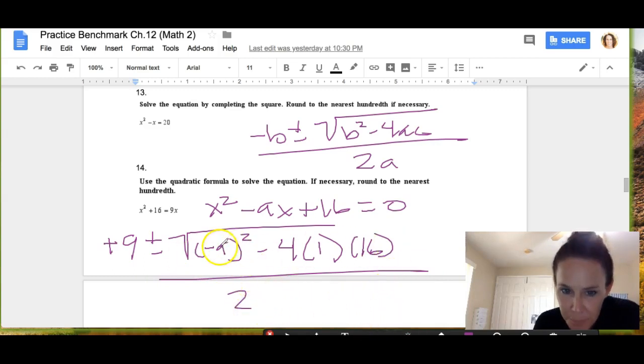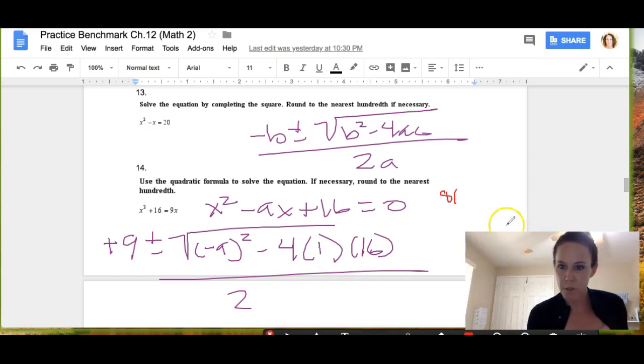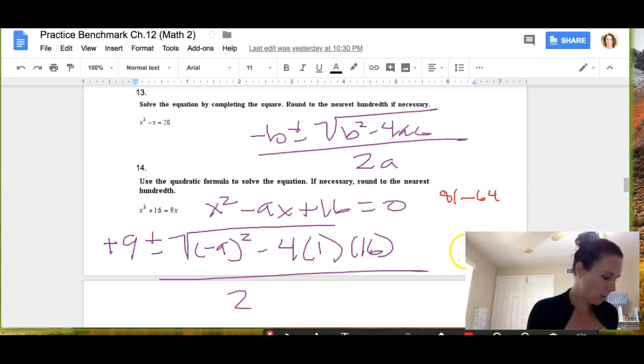Now simplify here. So I'm going to write under the radical this part. 9 squared is 81. Negative 4 times 1 times 16. Let's go 16 times 4, and it gives me 64. So I'm going to go 81 minus 64. This is the part that's under the radical. 81 minus 64 is 17.